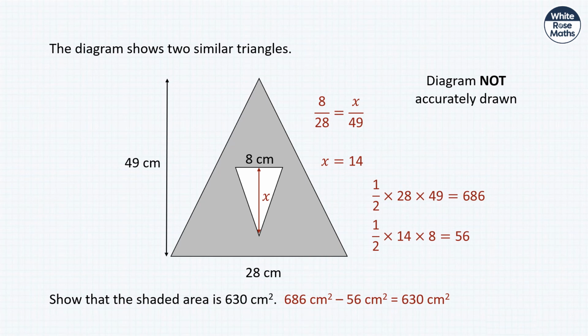Oops, I think I missed a question here. I apologize. So that is the next question, guys. The diagram shows two similar triangles. Show that the shaded area is equal to 630 centimeters squared. You can look at the answers there, guys. I apologize for that.